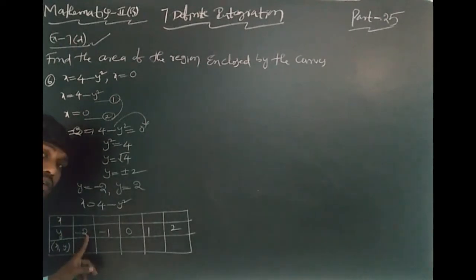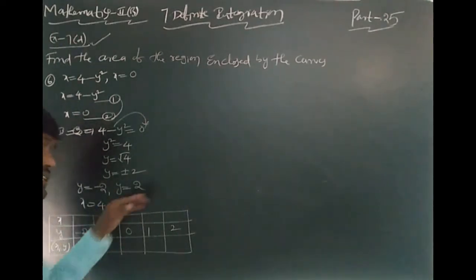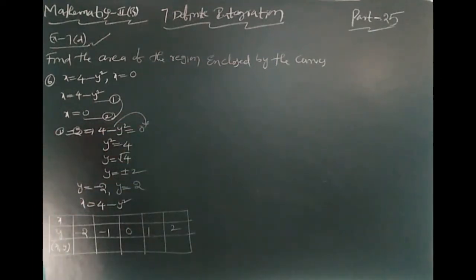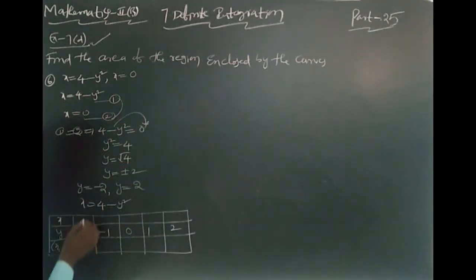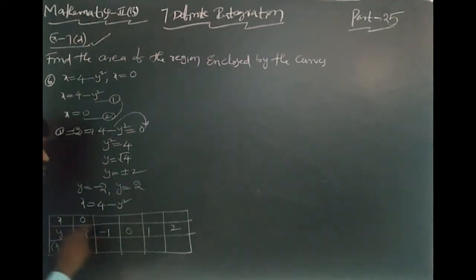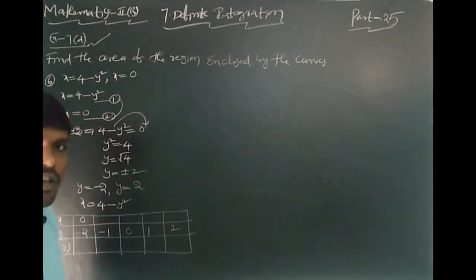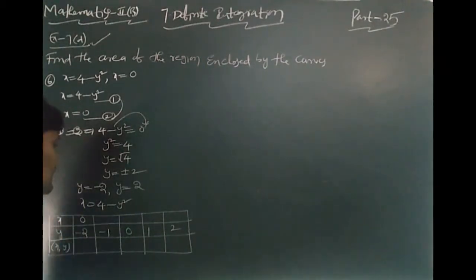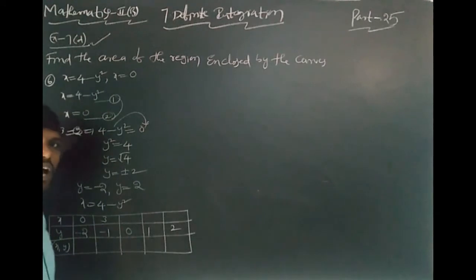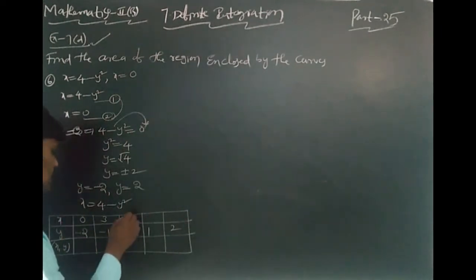Here you can write y equal to minus 2 in this equation. What is the value of x? 4 minus minus 2 whole square, nothing but 0. That's why this x value is 0. Next y is minus 1. Minus 1 square value is 1. 4 minus 1 value is 3. X value is 3. After that you can write 0. 4 minus 0 square, 4 minus 0 nothing but 4. You get x value is 4.